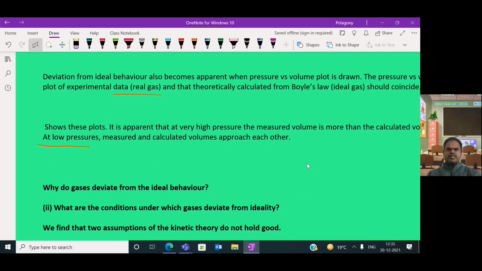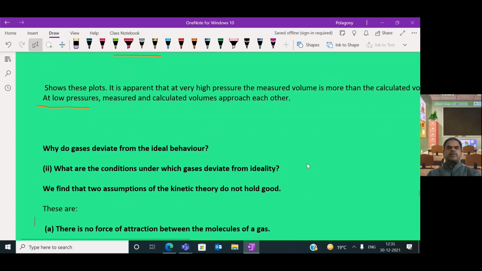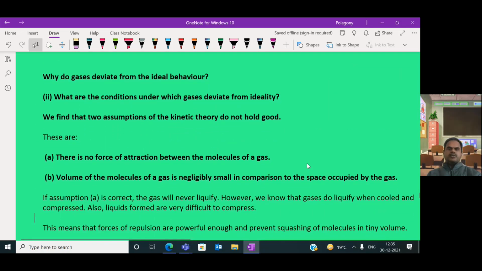So, already we discussed this graph. And from the two graphs, what we understand is, why do gases deviate from the ideal behavior? What could be the reason? What are the conditions under which the gases deviate from ideality? So we should learn what conditions.